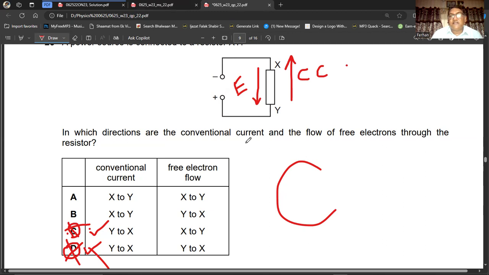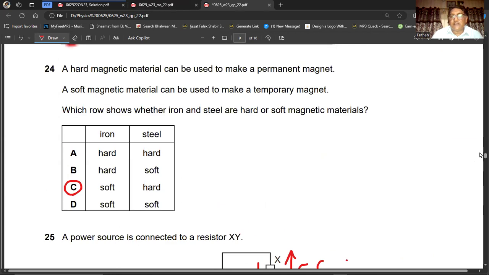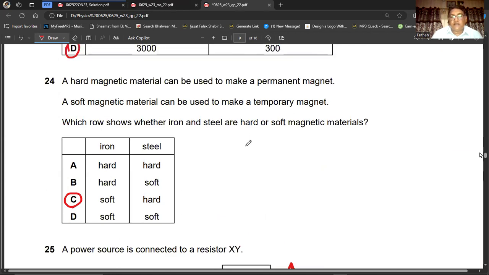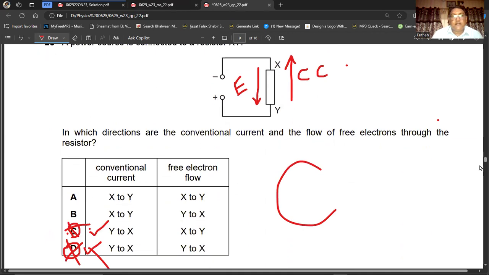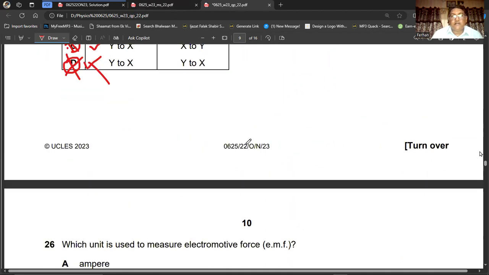This is question number. I think I have to click here. This is not moving. Yeah, this is question number. I don't know why this is not moving. Okay.